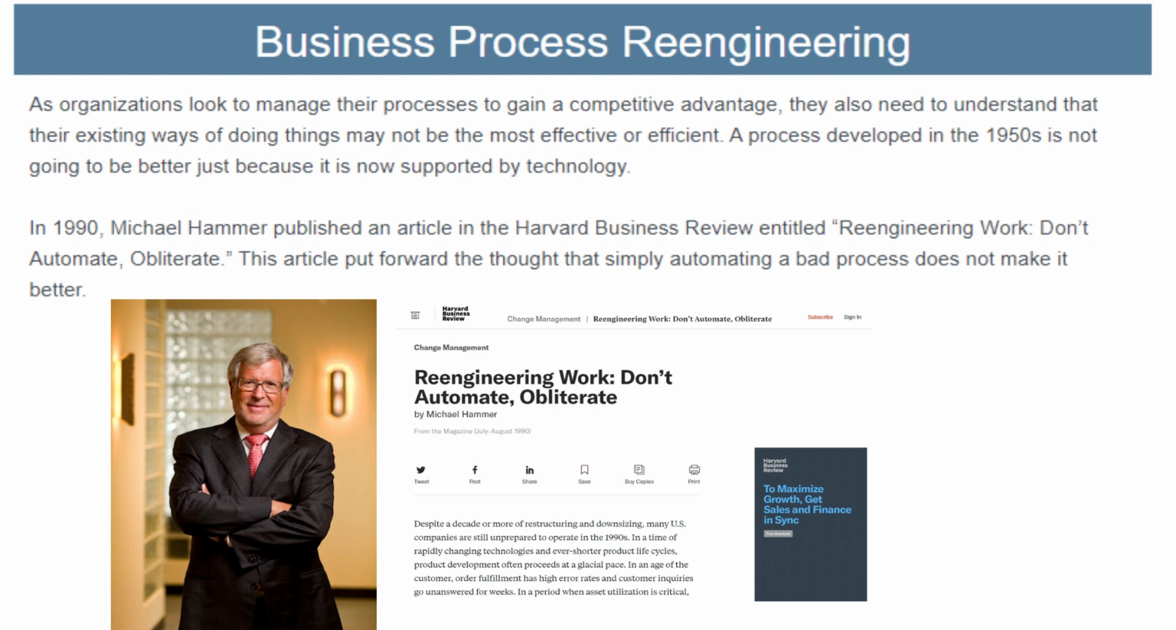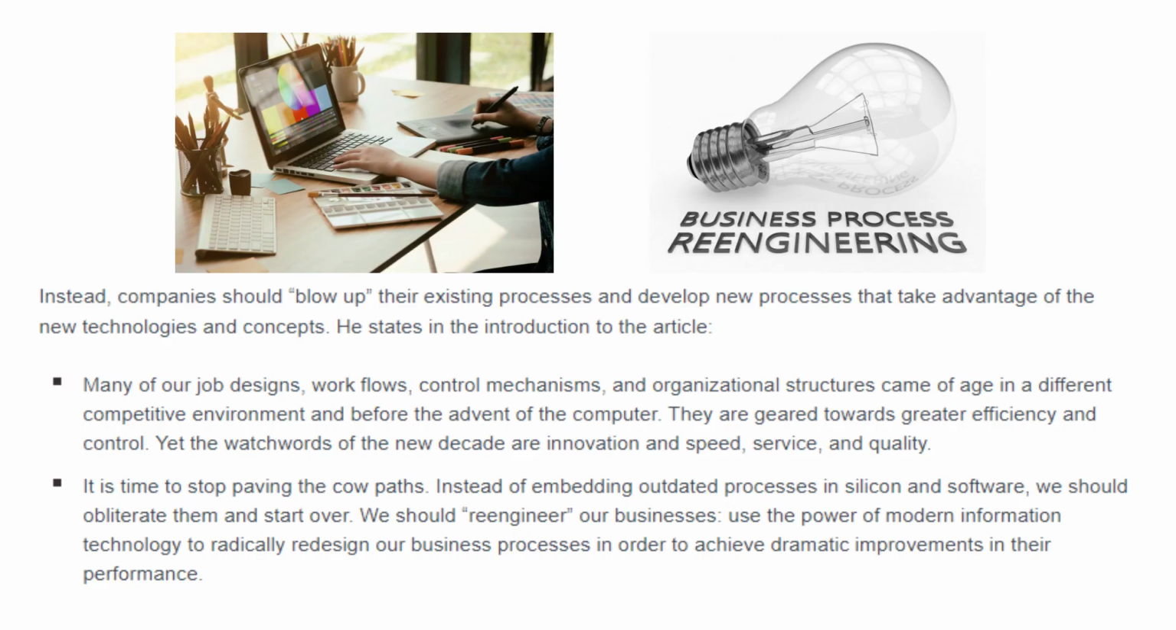In 1990, Michael Hammer published an article in Harvard Business Review entitled "Reengineering Work: Don't Automate, Obliterate." This article put forward the thought that simply automating a bad process does not make it better. Companies should blow up their existing processes and develop new processes that take advantage of the new technologies.